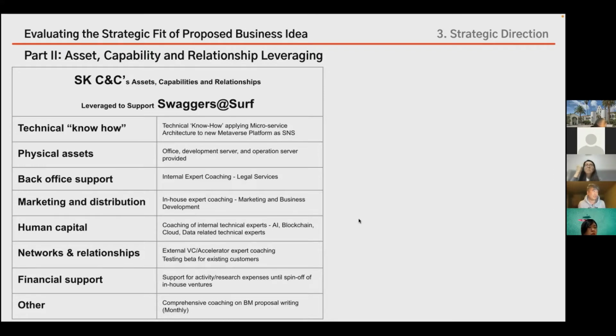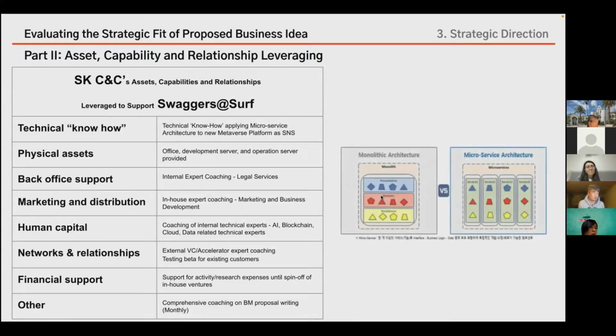Part two is related asset and capability and relationship leveraging. So our business model Swagger's SOP is leveraged by SKCNC's asset and capability. First one is technical know-how. SKCNC has technical know-how applying microservice architecture to new metaverse platform as SNS.